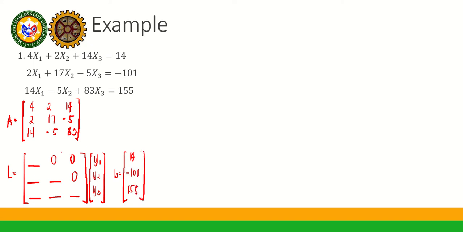Okay, so let's proceed in filling up this matrix. So, solving for l11, that is equal to the square root of a11. And a11 is the first element from the augmented matrix, so that will be equal to 4. So, what is the square root of 4? That is equal to 2. So, yung first element ng ating L matrix will be equal to 2.